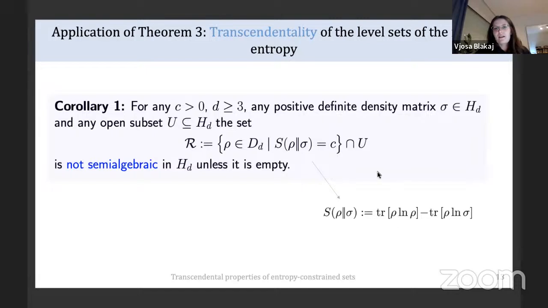And again, when I intersect with an open subset of the Hermitian D by D matrices, following the same proof idea as before, and using the fact that I can split this set R into the intersection of two sets, one being the level set of the entropy and the other a pre-image of the trace of my H function, I have to be careful whether the intersection is still a manifold. Extending the proof, we show again that these sets are not semi-algebraic unless the set itself is empty.